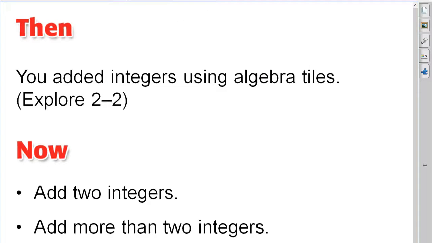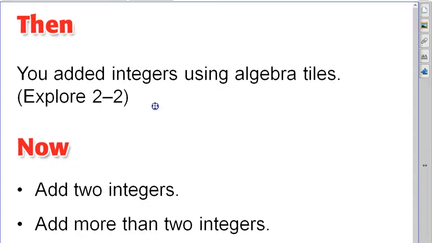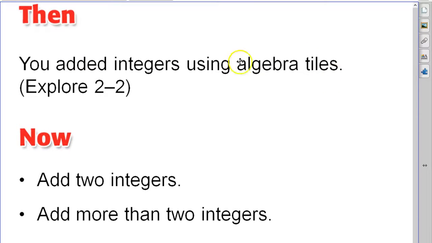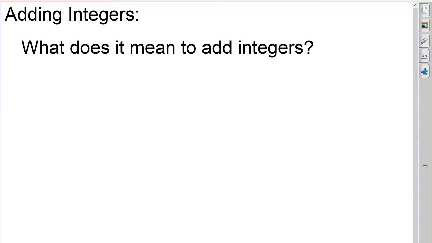When I do videos like this, I start off going through, hey, what have we done before? Oh, we've talked about adding integers using algebra tiles, which we didn't do, but let's pretend we did. And then you'll add two integers together, and then we'll talk about adding more than two integers. Then I'll just jump into the lesson and say, what does it mean to add integers? Then I jump off the page and go over something like this we talked about in class.